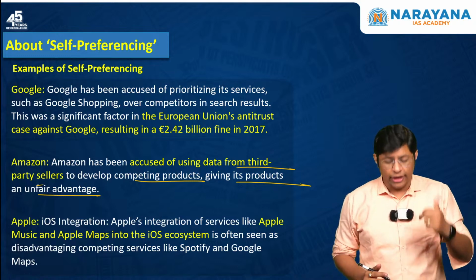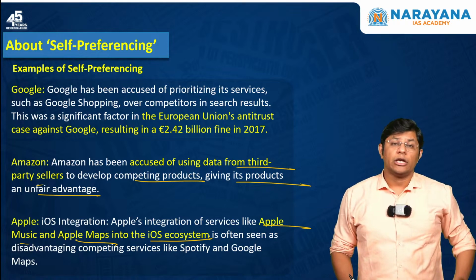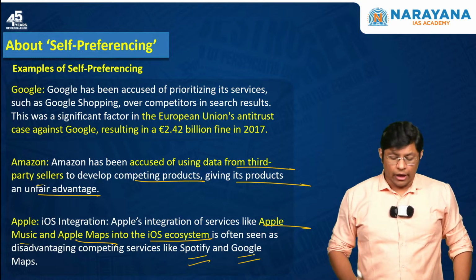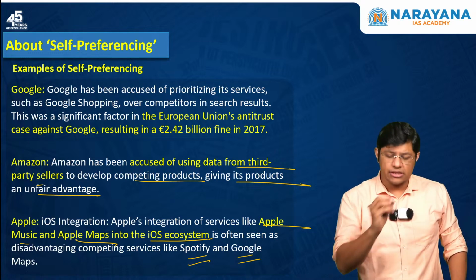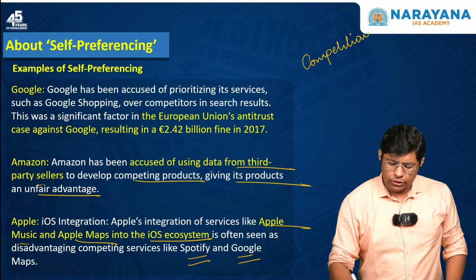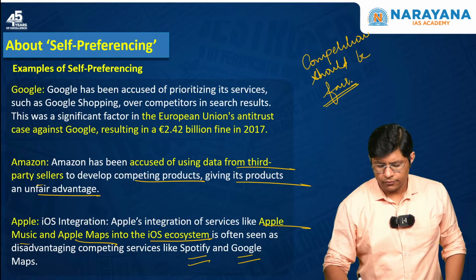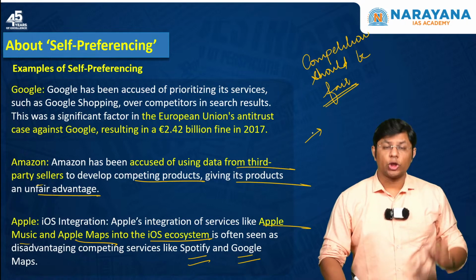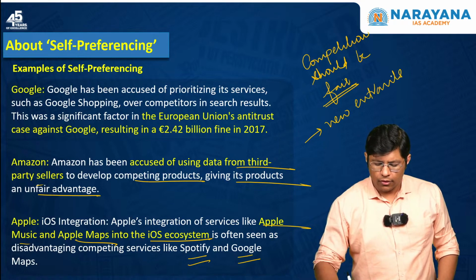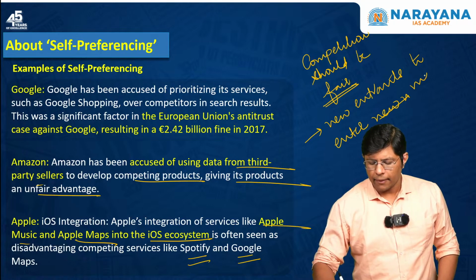Then Apple. What Apple is doing is trying to integrate services like Apple Music and Apple Maps into the iOS ecosystem. So the other competitors, like Spotify or Google Maps, get affected. So the main point that we are trying to focus on is that the competition should be fair, which means there should be scope and space for new entrants to enter the market.